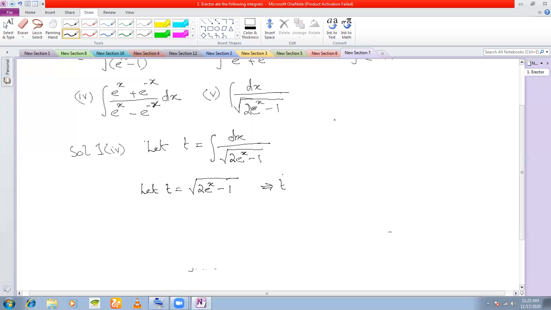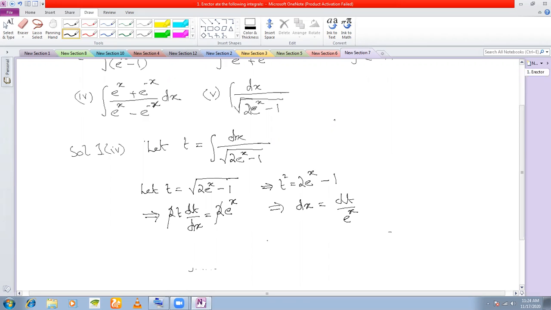So now what do we get here? We get t square is equal to 2 e to the power of x minus 1. Now if you differentiate this, differentiating both sides with respect to x, and remember these are implicit functions, you get 2t dt by dx is equal to twice e to the power of x. Again, the 2 and 2 cancel, so what we essentially get is that dx is equal to dt by e to the power of x.